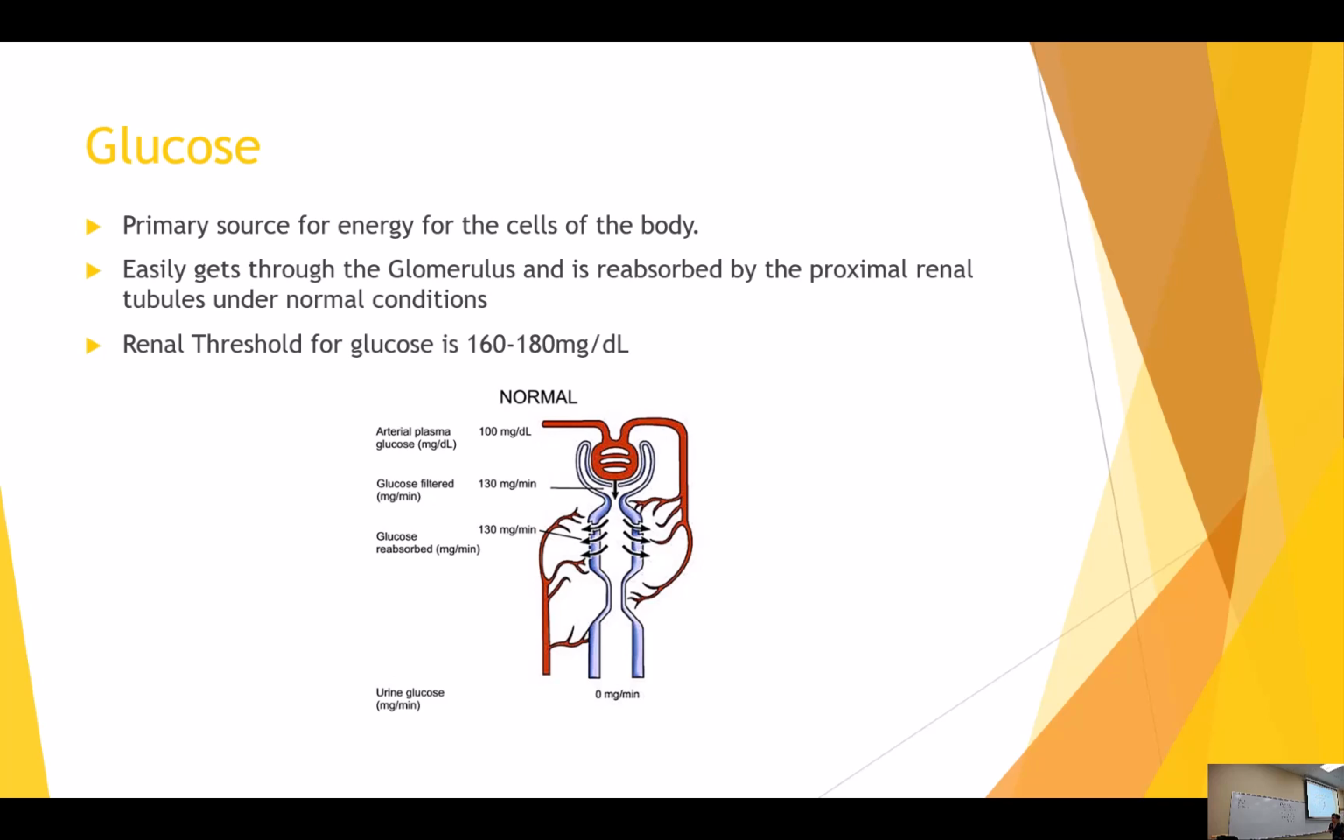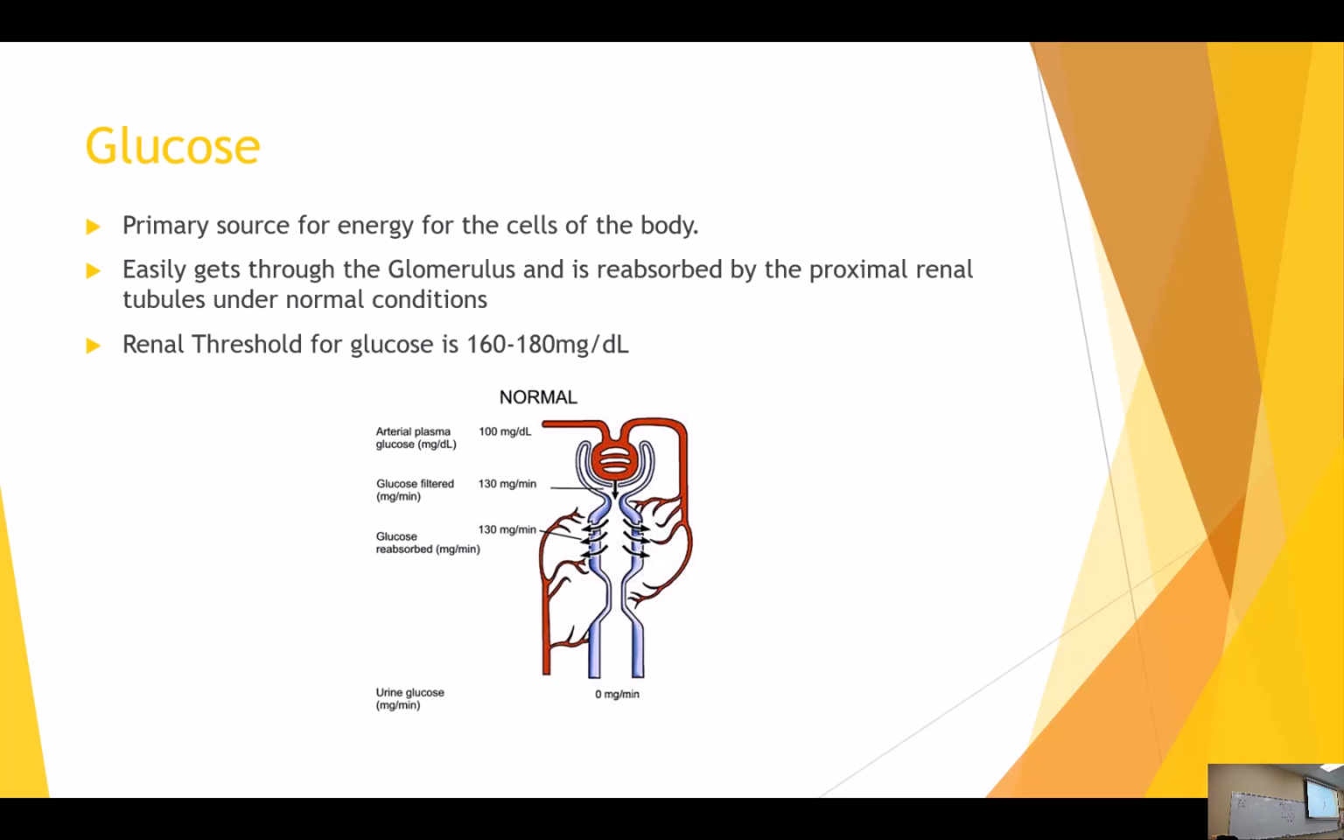Glucose. So in glucose, we have to have glucose. Our body requires it. It's the primary source of energy in our body for cells. It easily gets through this glomerulus and is reabsorbed in that proximal convoluted tubule. Remember, the proximal convoluted tubule is where most of the reabsorption of everything that gets through comes back into the body. The renal threshold of glucose is 160 to 180 milligrams per deciliter. What that means is your body can handle and reabsorb a normal plasma glucose of around 160 to 180. We start getting higher than that, we'll see what happens.